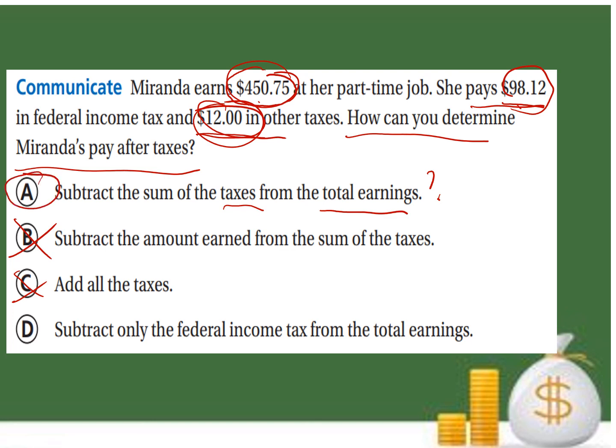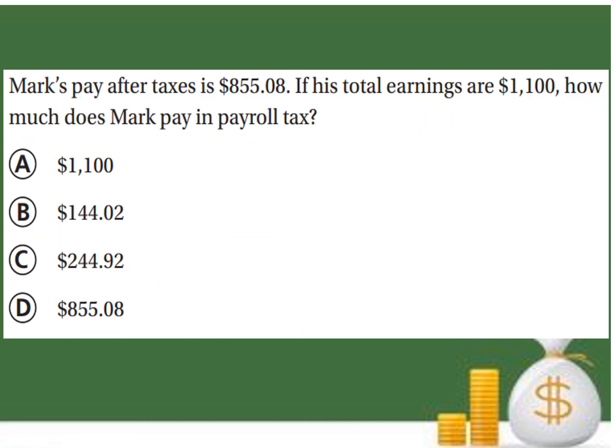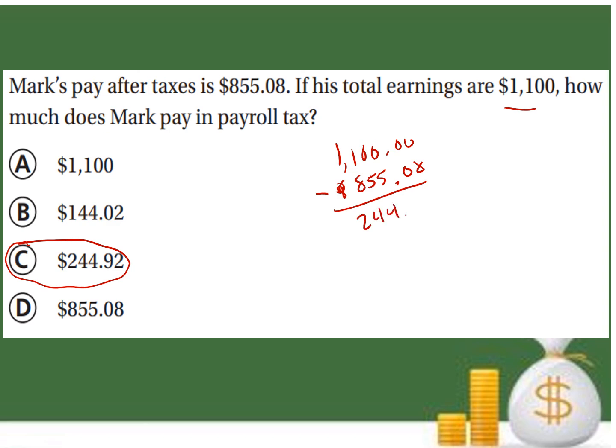Okay? All right. Now, I'm going to let you work on this problem. Go ahead and hit pause, work out the problem. When you're done, hit play to see the answers. Okay? So go ahead and work it out now. Okay, your answer should have been C. I take the total amount that he earned, 1,100, subtract $855.08, and we get $244.92 is how much he paid in payroll tax.